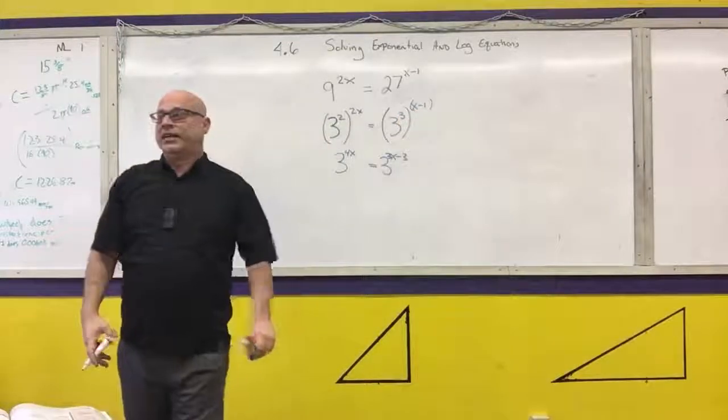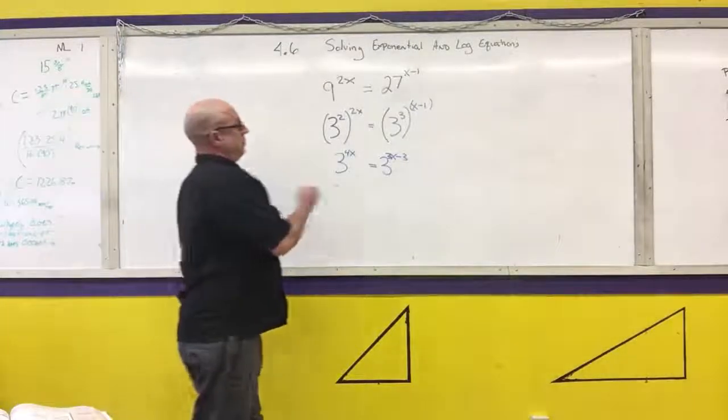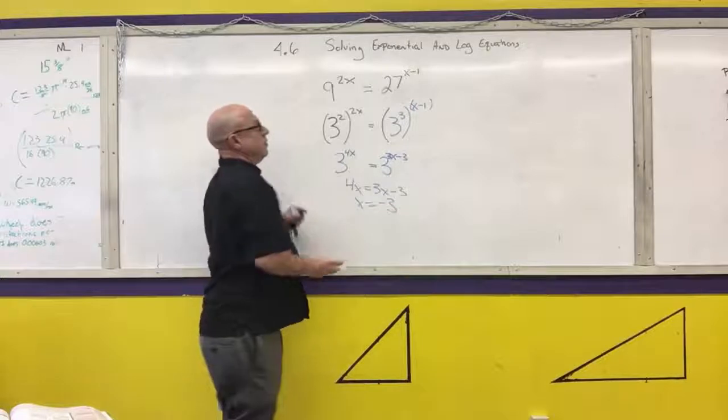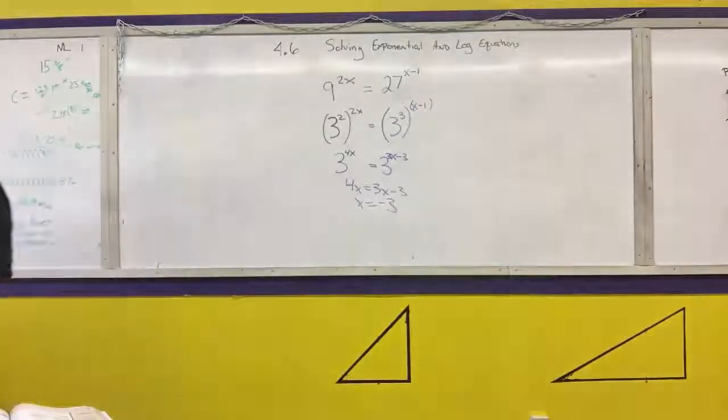Any question on the work I did so far? And what I said is if the bases are the same, then it means the exponents have to be the same. So ignore the 3's now. And you're done. Once you get the bases the same, then you can ignore the bases, and the exponents have to be the same.